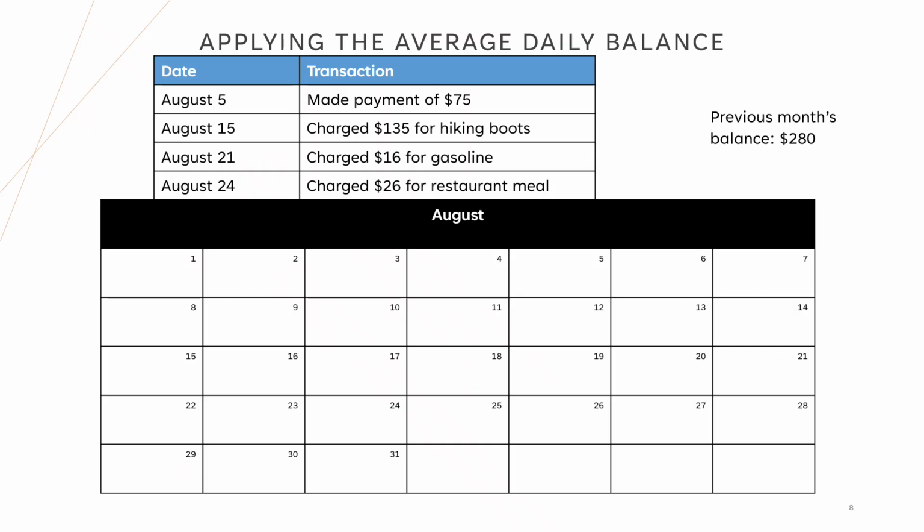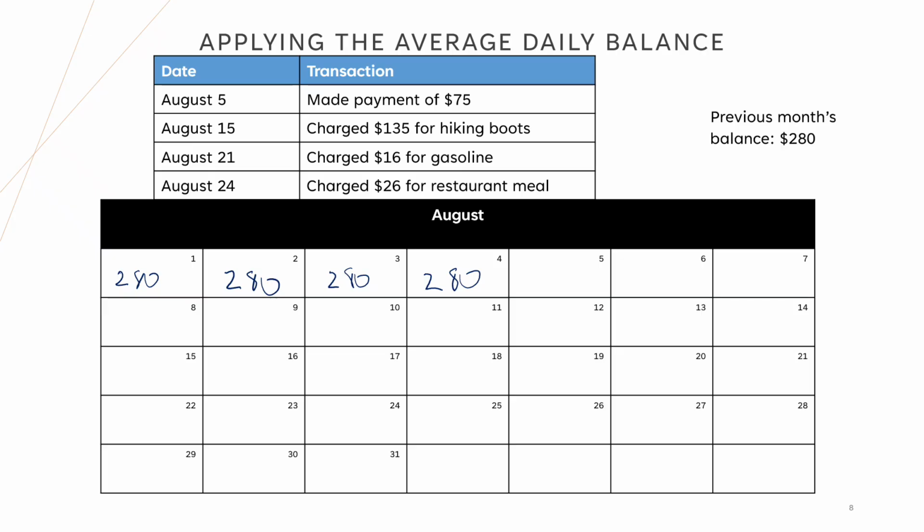Okay, let's look at this in practice. Our previous month's balance is $280. On August 1st, our balance is $280, and on August 2nd, because we haven't done anything, and on August 3rd, and again on August 4th, that is the balance on our credit card each of those days.